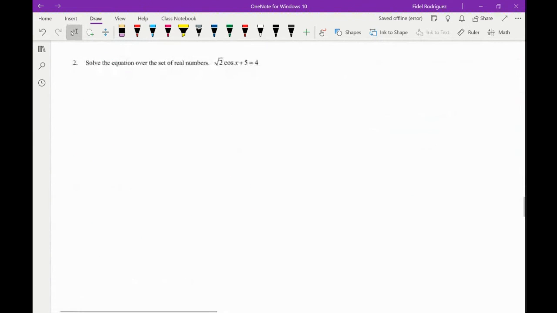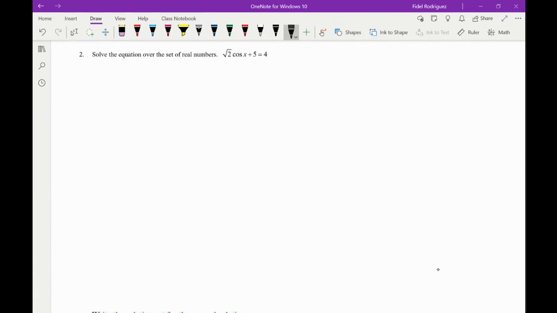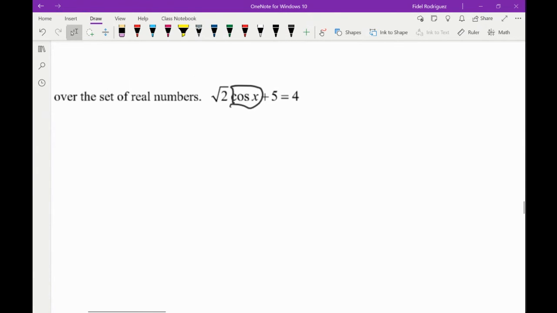So I want you to take a look at number 2. Number 2 says, solve the equation over the set of real numbers, okay? So I'm going to show you how we're going to do this. We're going to do this just like we were doing all the other problems. What we really want to do here, y'all, is get this piece all by itself, okay?